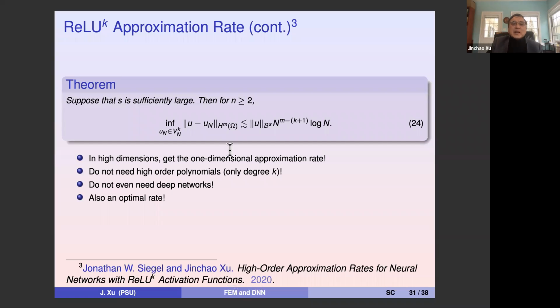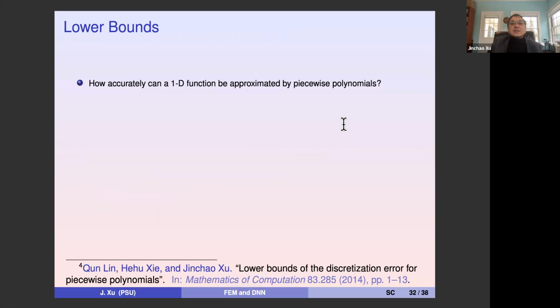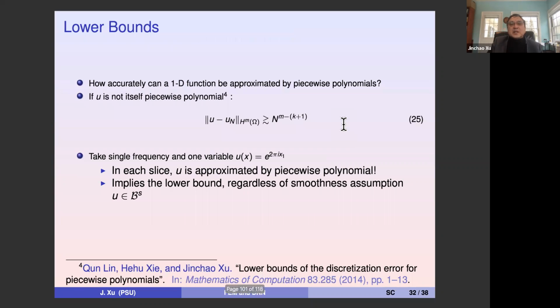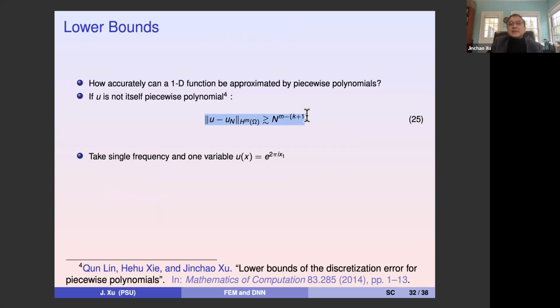And we can also prove this rate is actually optimal up to a logarithm. It's a logarithm, we don't know how to get rid of yet. And we can also prove this is a lower bound. Actually, if u is not a piecewise polynomial, you cannot do better. This is the lower bound.